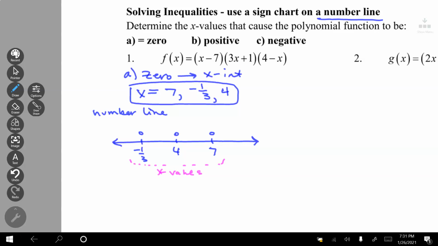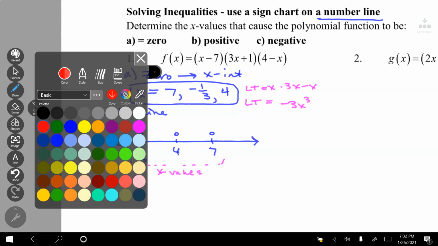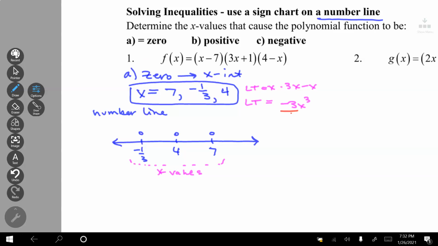Okay, now we have to figure out what is the y value, what is the function value, either positive or negative. So we need to go back and do our leading term. Our leading term is going to be, let's say I have an x times a 3x, and this last one is a negative x. So my leading term is equal to negative 3x to the third. And if we recall, this negative 3 means my right side will go down to negative infinity.